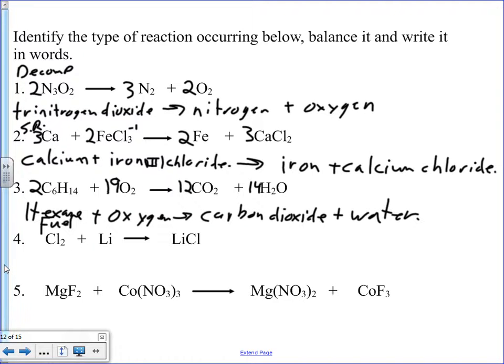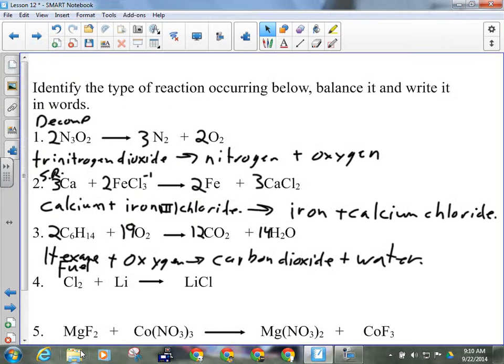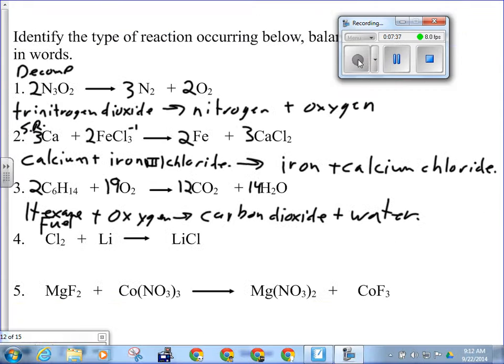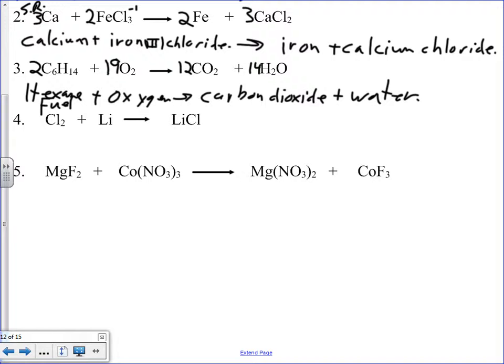How many people are done number 4? How many people are stuck on number 4? I'll give you a couple more minutes to do number 4 and 5. Okay, let's have a look at the last 2 here, guys.